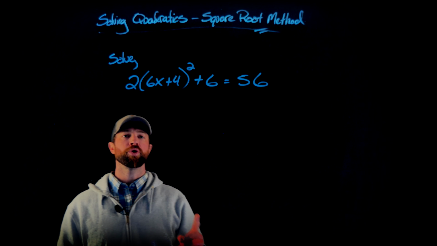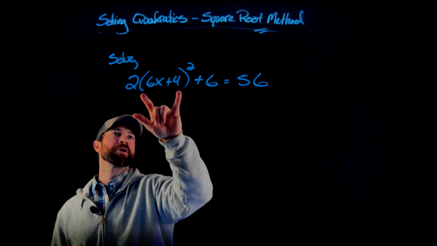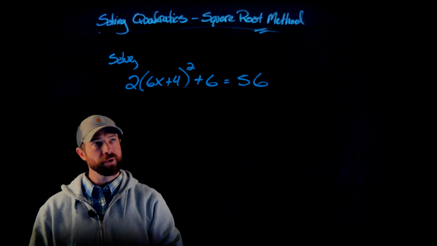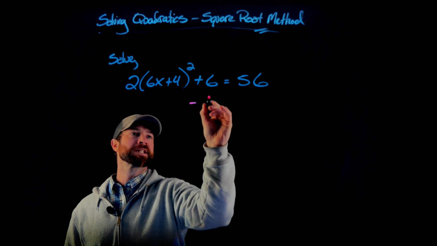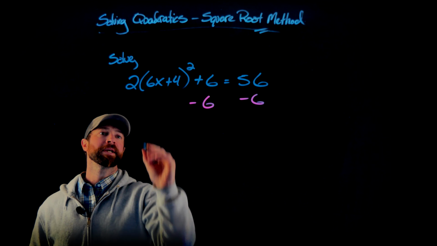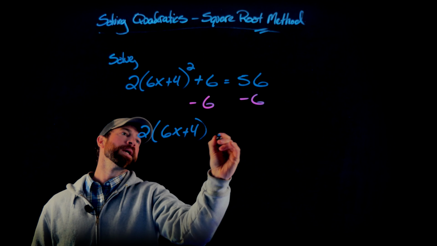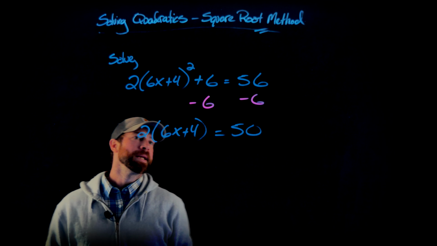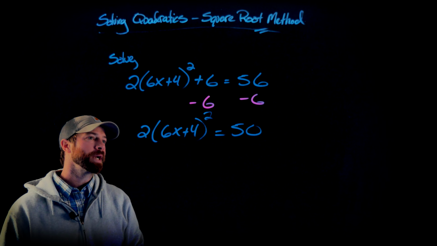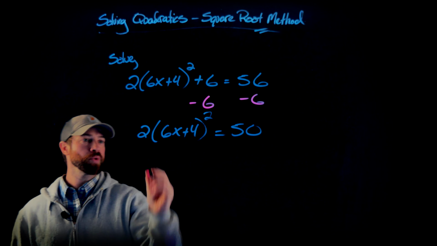What I'm going to do is first isolate this factor right here, this 6x plus 4 squared. I'm going to do that by first subtracting 6 from both sides of this equation. Doing that will give me 2 times the 6x plus 4 squared equals 50. Now what I'm going to do is divide both sides by 2.